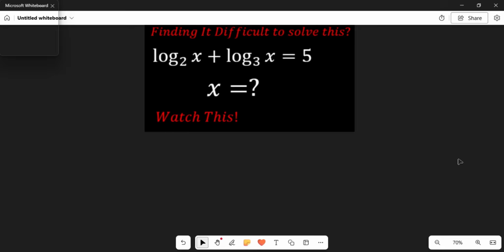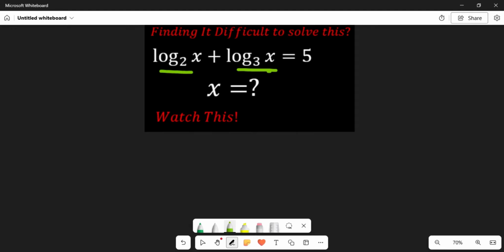Do you find yourself stuck solving a logarithm question like this, because they have different bases? Don't worry. In this video, we are going to solve this logarithm expression together. That way, you can boost your confidence in solving questions that have to do with logarithms with different bases.